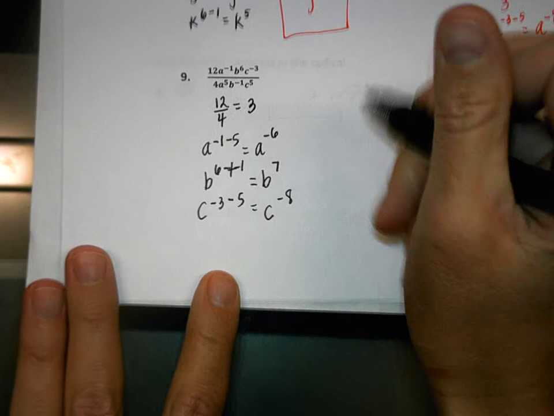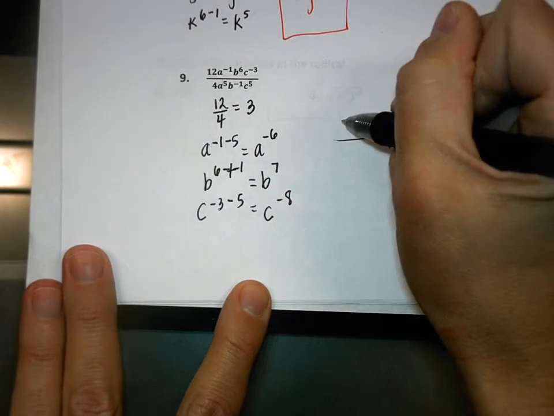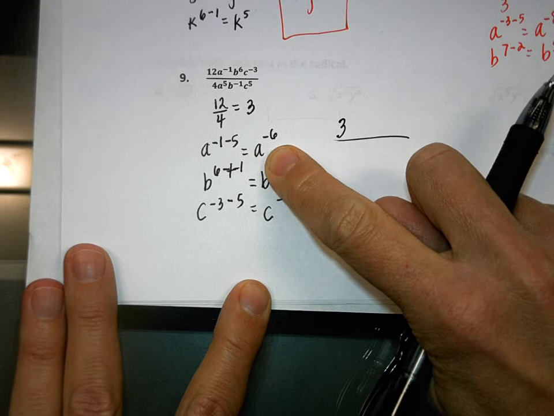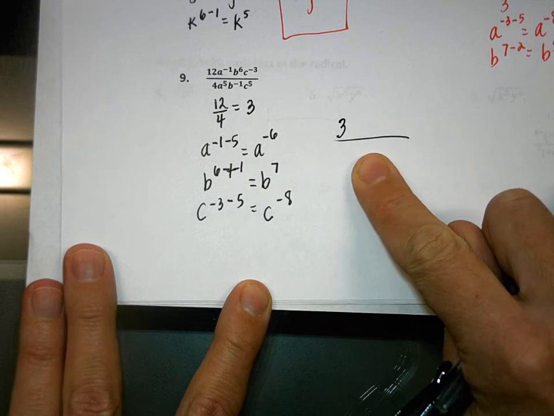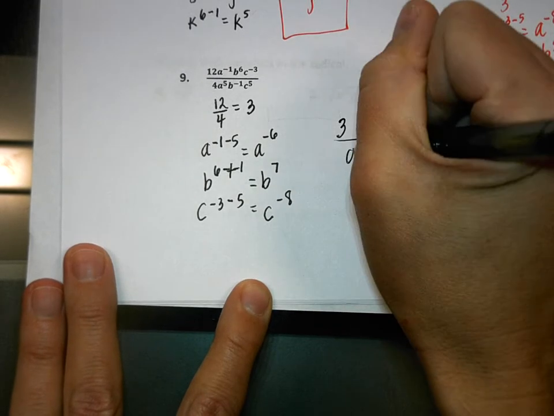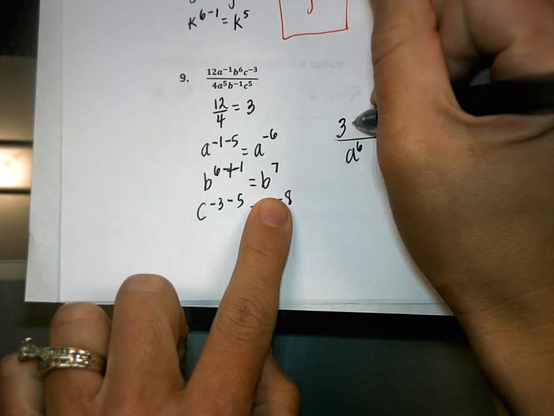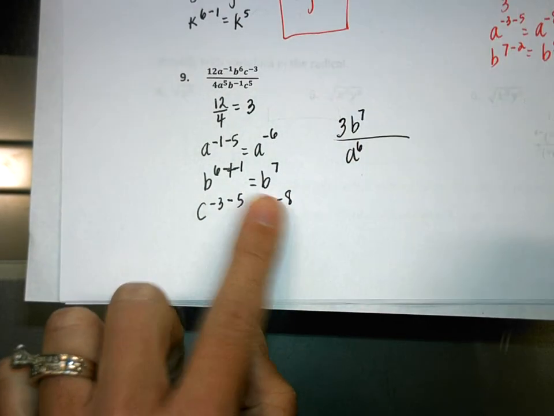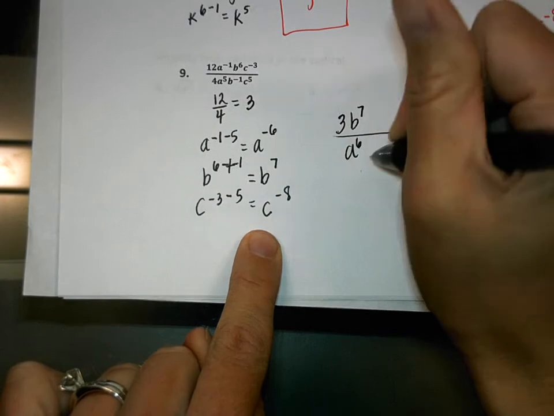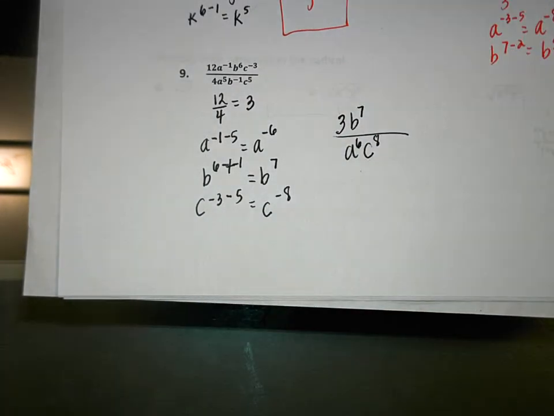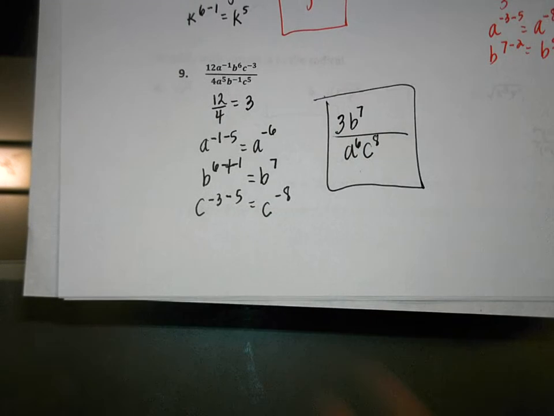So when we write this as a fraction, the 3 is going to be on top. Now, because a is negative, it's going to go to the denominator and become positive. So we have a to the 6th power now, the positive 6. B to the 7th will be on top because it already is positive. And then c to the negative 8 will go to the denominator. And when you move it to the denominator like that, it becomes positive. And so this is my final answer. Are there any questions there?